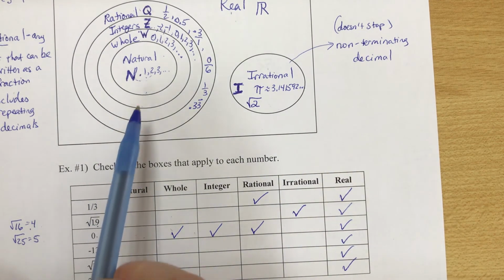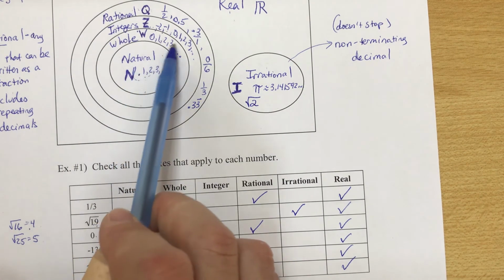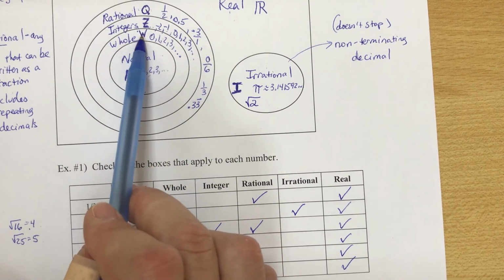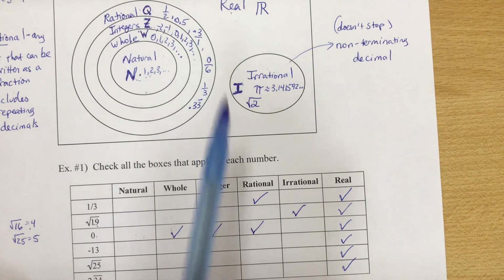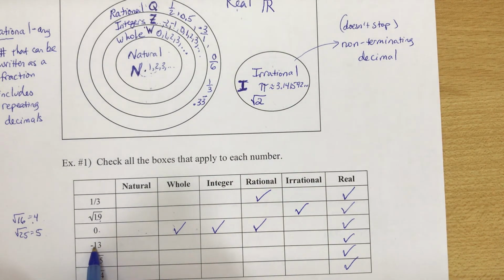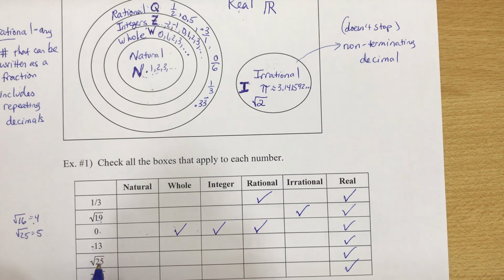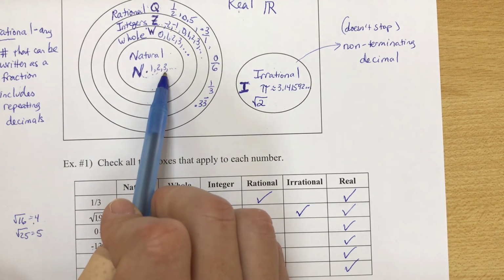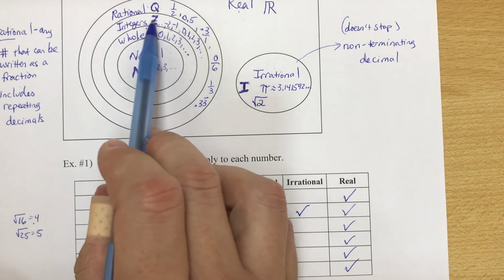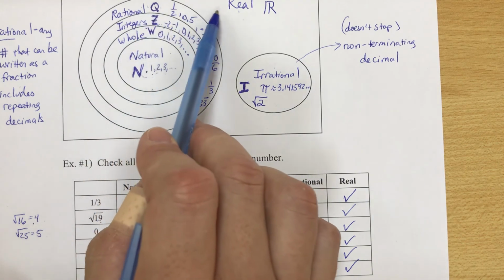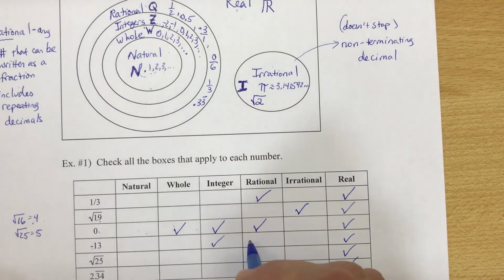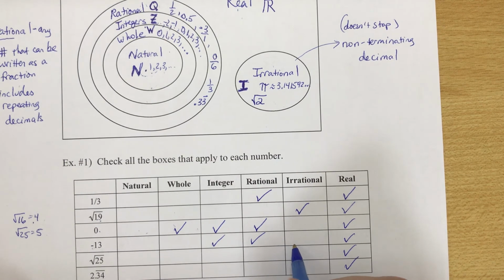So it's kind of like if I drop a rock in the water and then it ripples out. Think of the waves that ripple out. 0 lands in the whole numbers and it ripples out to integers, rational, and real. Negative 13. Now notice we have the opposite of 13. 13 is natural, but negative 13, the first place we see that is integers. So it would be integers, and it'll ripple out to rational and real. Integer, rational. Notice I jump over irrational because a number cannot be both. It can only be rational or irrational, and it's real.